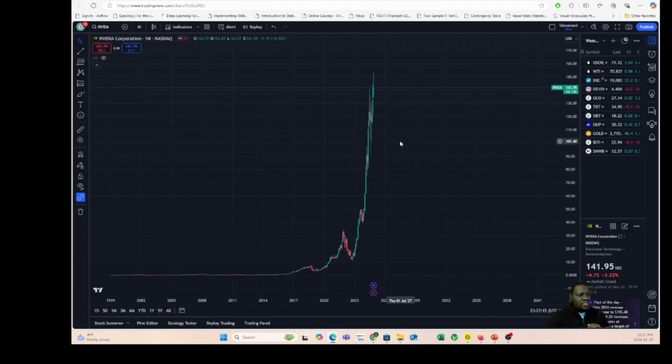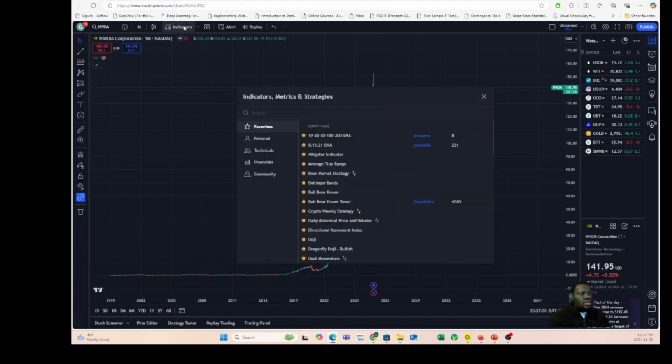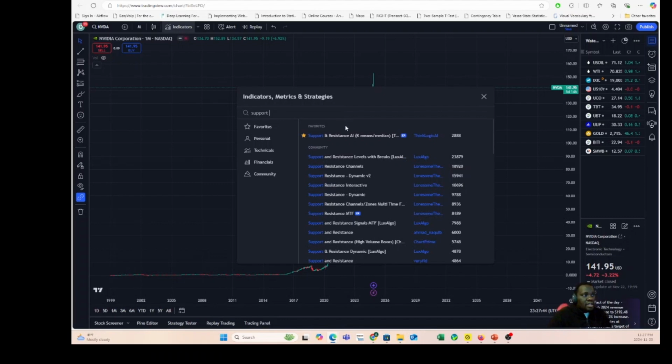And now this is where we are going to first establish our key levels. Key levels are the support and resistance regions. So ideally, you want to mark those regions on the monthly time frame, and then you go to the weekly time frame. So we are going to go to the indicators pane here and search for support, and this is it here. So you're going to search for support and resistance AI.